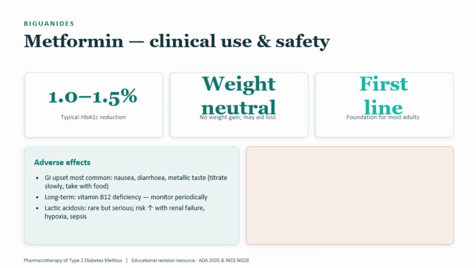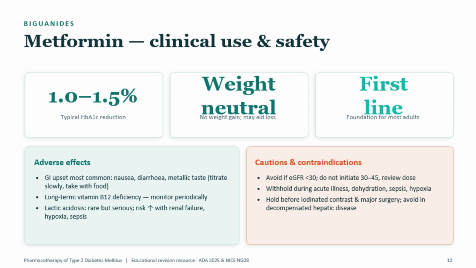Clinical reality time. Metformin drops A1C by about 1 to 1.5%. It's weight neutral or even helps a little, and no monotherapy hypos. Fantastic starter. The side effects, mostly the gut, nausea, diarrhea, that metallic taste. The fix is easy: start low, go slow, take it with food.